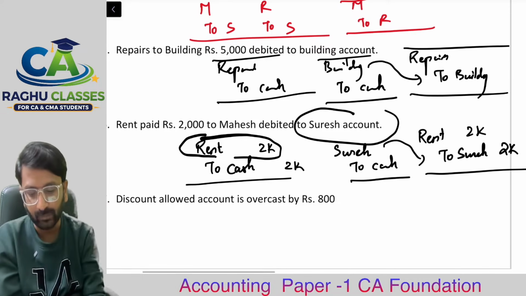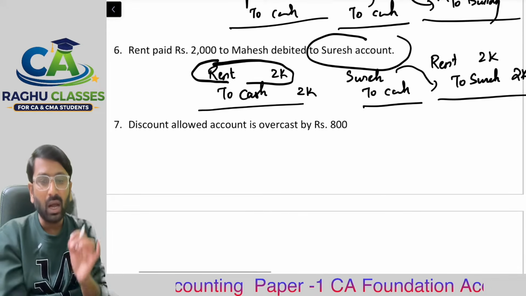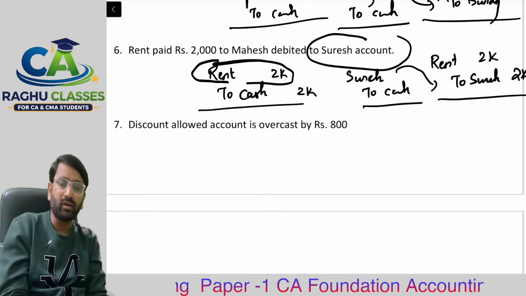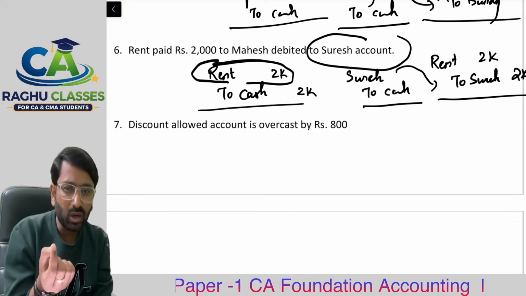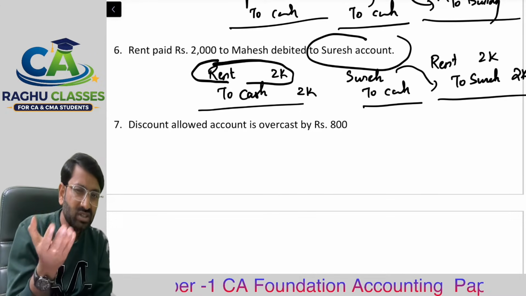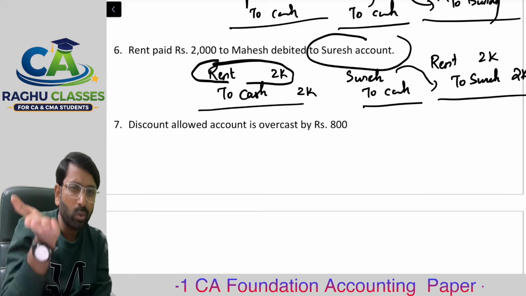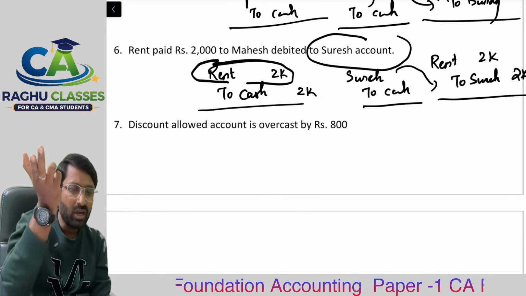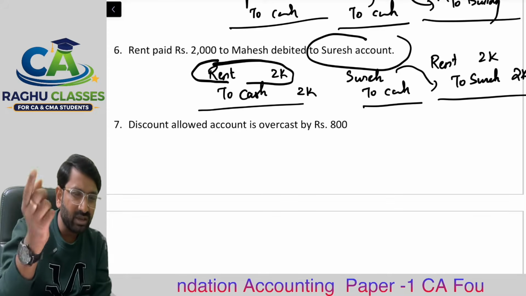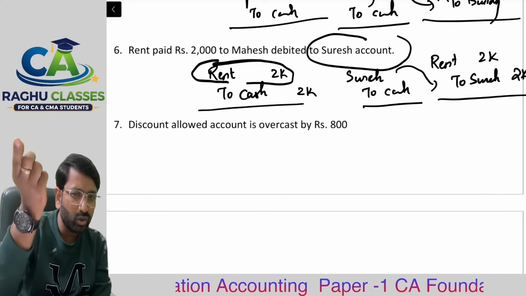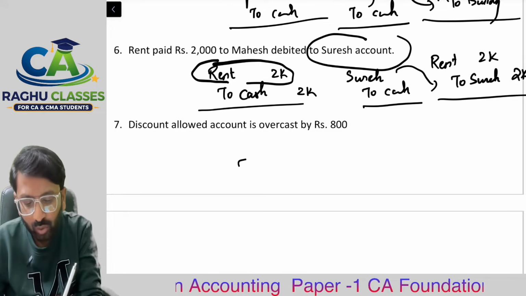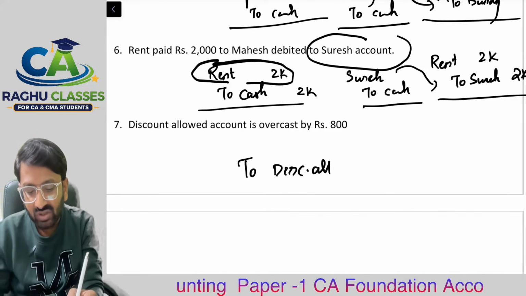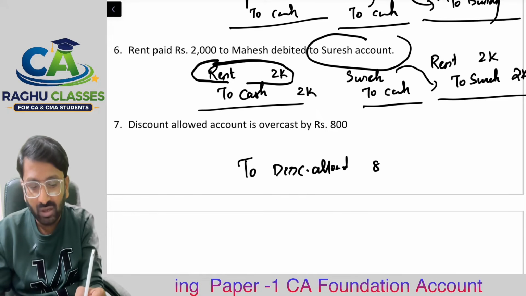Clear? Next one. Discount allowed account is over cost by 800. Can I say discount allowed is an expense? This expense you have done overcasting by 800. So can I say debit balance has gone up? And if you want to rectify that, debit balance has gone up now, that you have to cancel now. So how are you going to cancel a debit balance? By doing credit. Can we say discount allowed account is going to be credited?